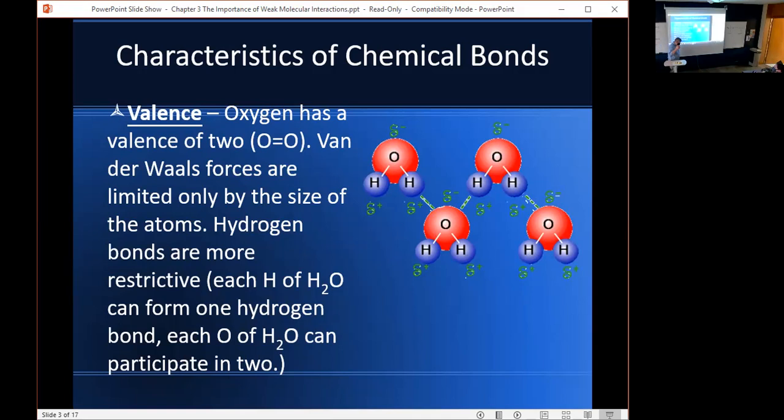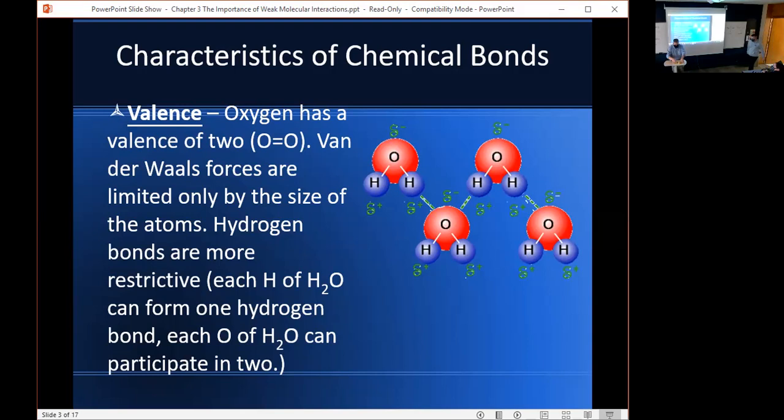Van der Waals, there's two things going on here. So first of all, van der Waals interactions are non-directional. As long as two atoms come together in close enough proximity, there can be a van der Waals attraction. It doesn't matter what orientation they're in. Also, we can have a lot of molecules coming together, and so we're only restricted by the size of the atoms. As many atoms as we can cram together, we can get van der Waals attractions between those atoms.